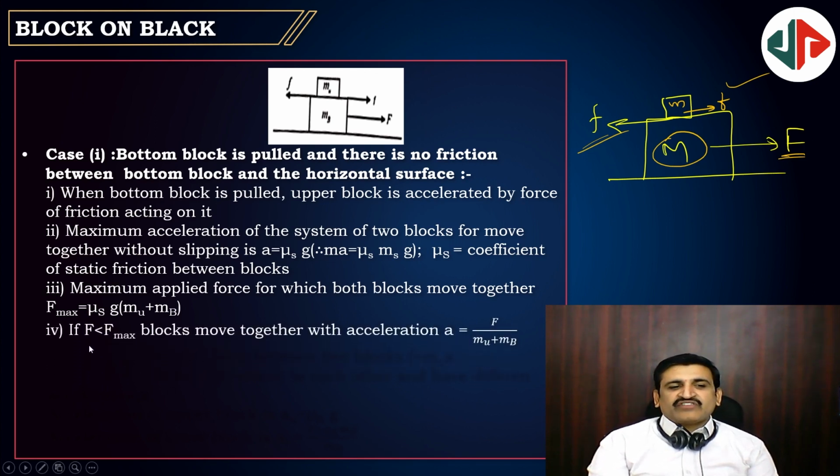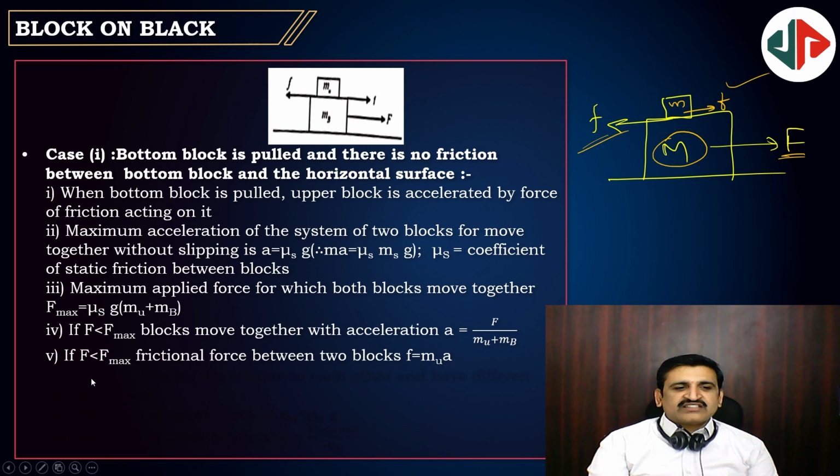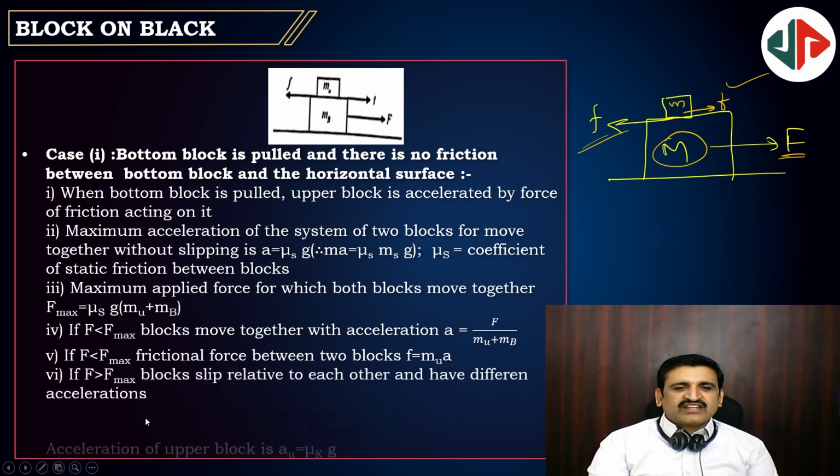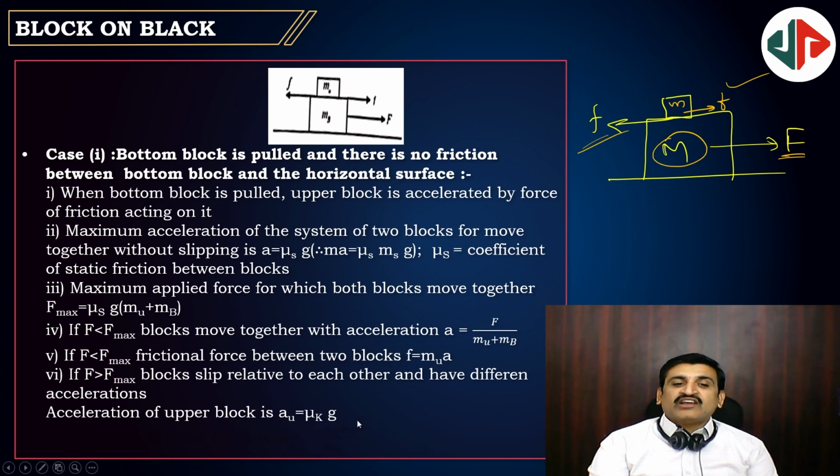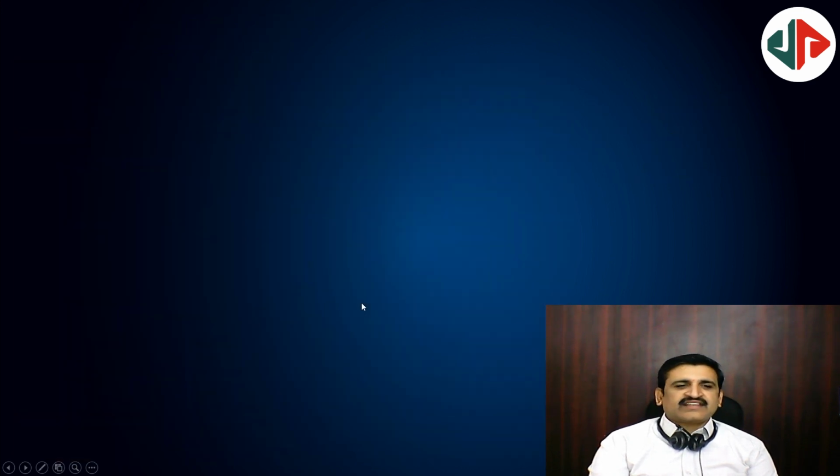Next, if F is less than that, then both will move together. If F is greater, then relative motion comes. If F is lesser, then both will move together. If F is greater, then they move separately. The upper one will have only mu k g, and the lower one will have net force by mass. So simple. Yes, next.